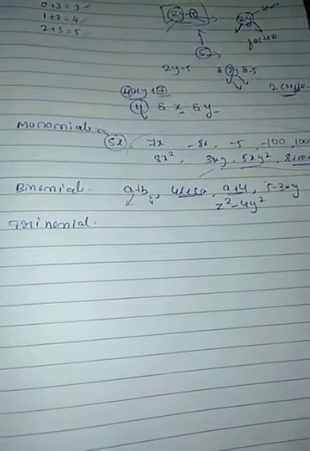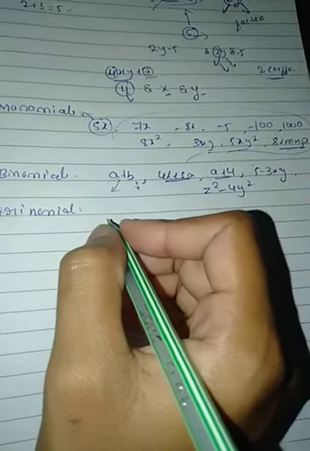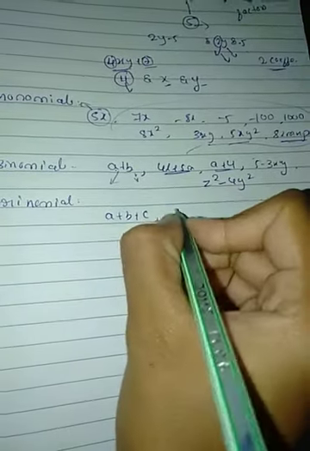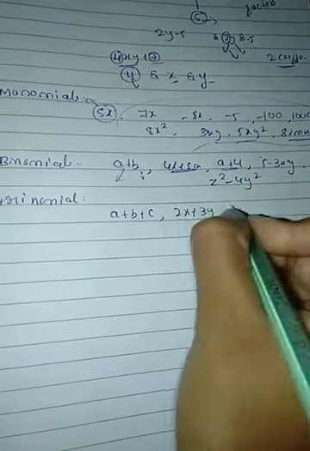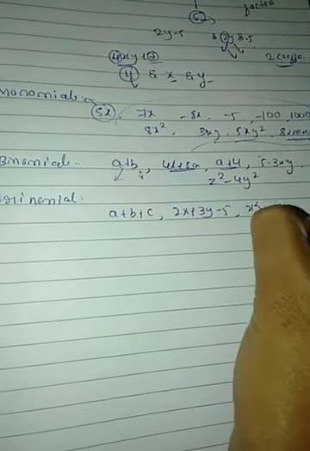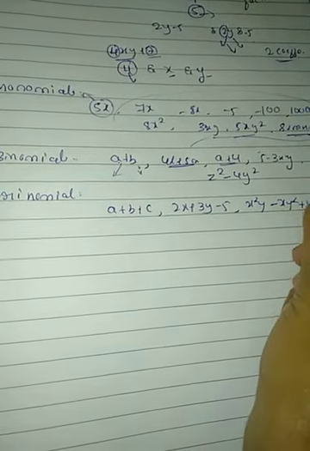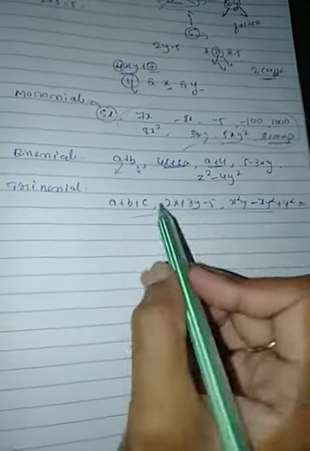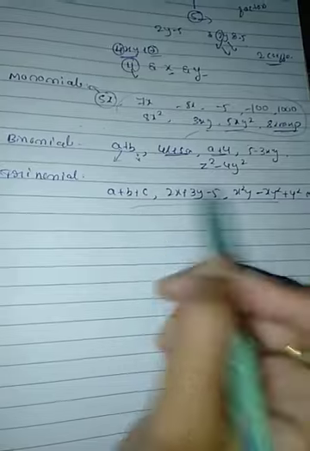Next one is trinomials. What are trinomials? Expressions containing three terms are called trinomials. For example, a plus b plus c, 2x plus 3y minus 5, x square y minus xy square plus y square, etc. These are all examples of trinomials. Here the expressions contain three terms.